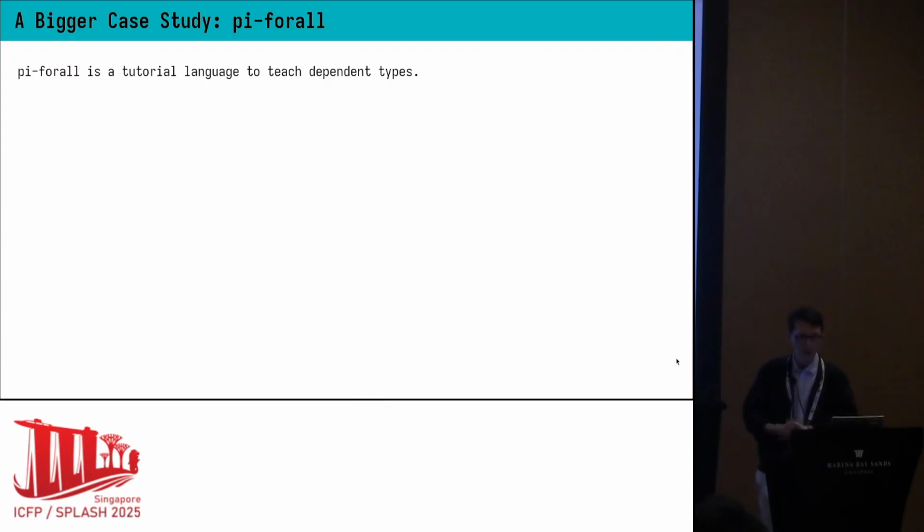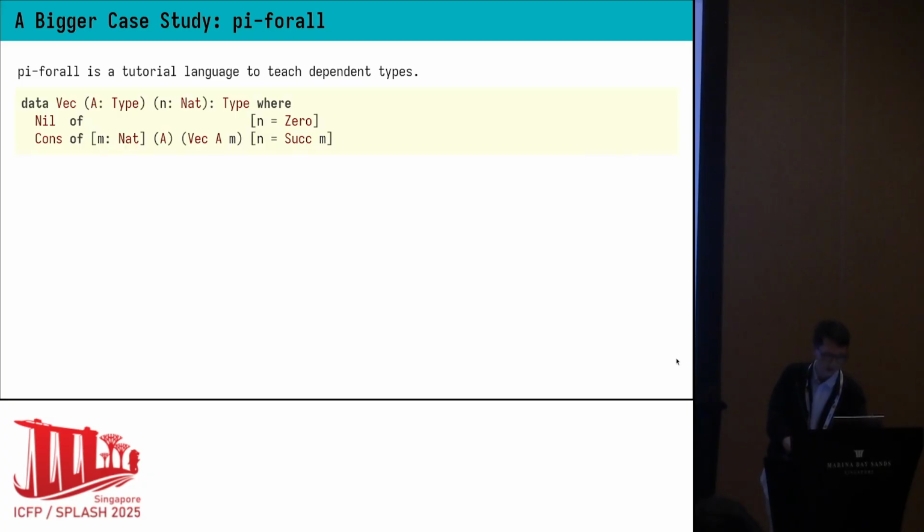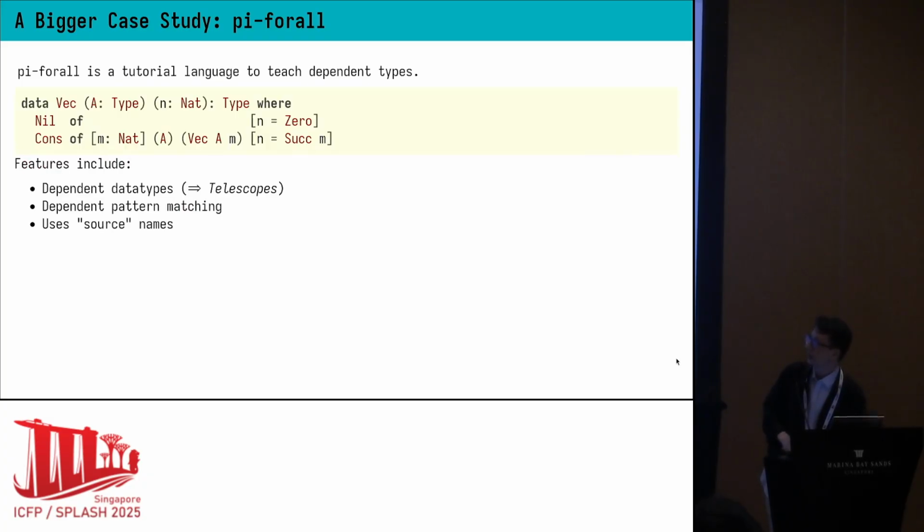So, as a bigger case study, we've also re-implemented pi-forall. That is a dependently typed language which is used to teach people about dependent types. And a few features of this language include dependent data types, which means, again, for the people knowledgeable about dependent types, that Rebound needs to support telescopes, and it does. It also has dependent pattern matching. And finally, it uses source level names, which means that it puts the reader mode that I've mentioned before to good use.